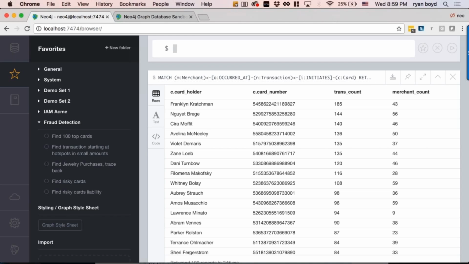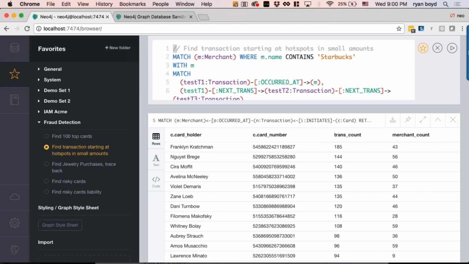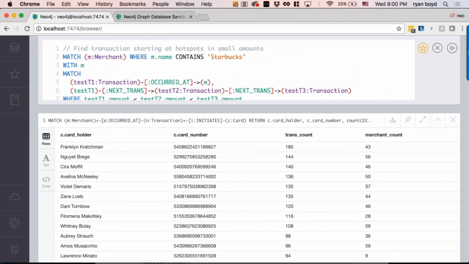The tabular data format we can see, and we're doing some aggregate queries here, but let's get to the heart of the value of Neo4j and graph databases for looking at fraud transactions. So first of all, let's say we've identified coffee shops as an area where fraudsters frequently test credit cards. So if I want to look at these, I'm going to move this over here. I'm looking for merchants whose name contains Starbucks.